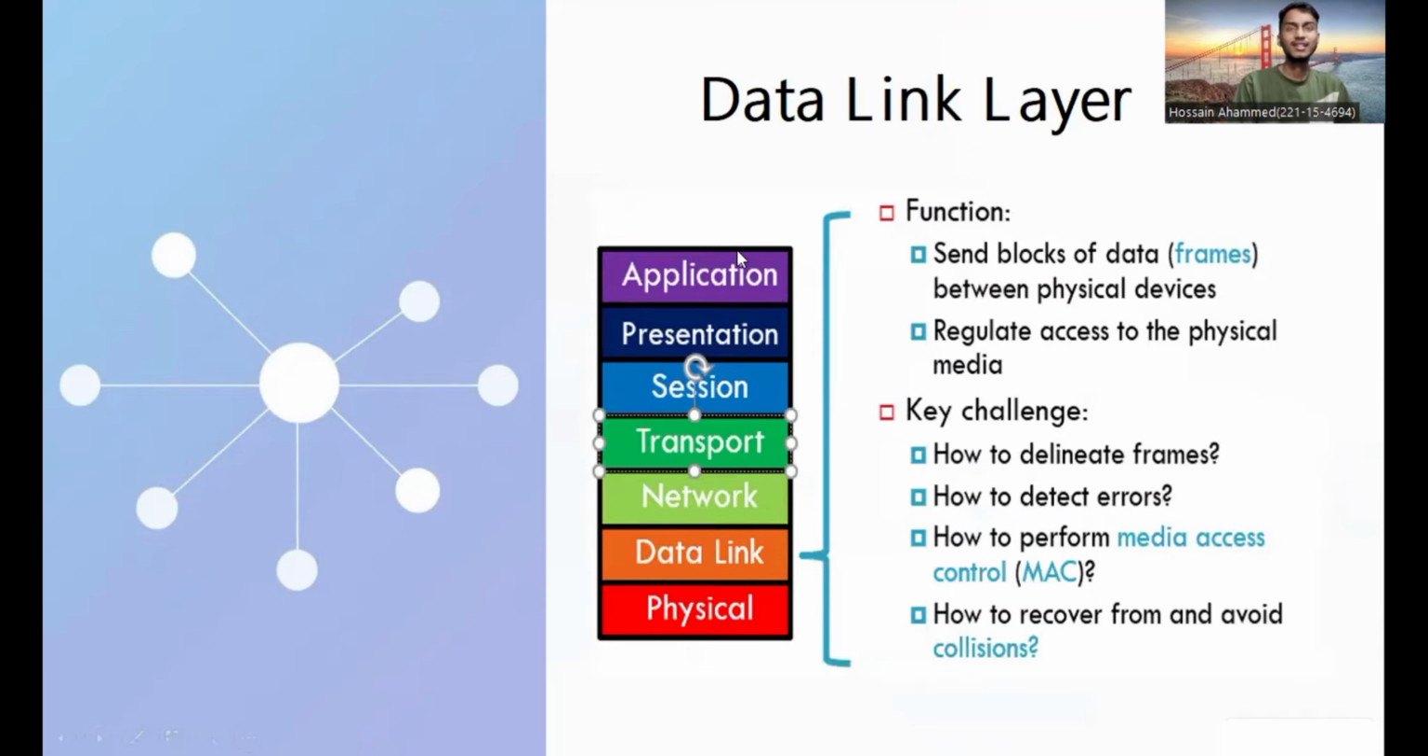Here I mention that the data link layer is part of the OSI model. The OSI model has 7 layers, or 7 steps, you can say. They are the application layer, presentation layer, session layer, transport layer, network layer, and the last ones are the data link layer and physical layer. The data link layer sends blocks of data, called frames, between physical devices, and it also regulates access to the physical media.